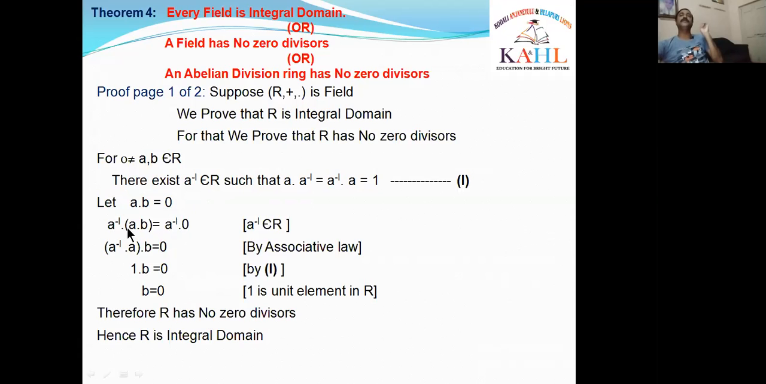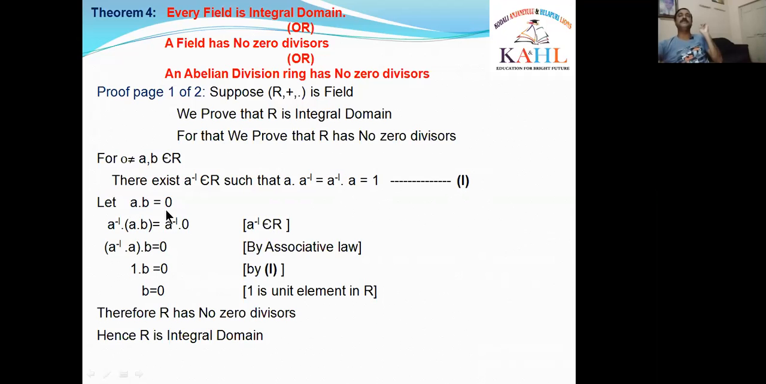I am using the associative law. By associative law, A inverse into AB becomes A inverse A into B. And on the RHS, A inverse into 0 is 0. What about A inverse A? From 1, A inverse A is 1. A inverse A is replaced with 1, B is as it is, 0 is as it is. 1 into B is B because 1 is the unit element. B is equal to 0. We got B equal to 0.